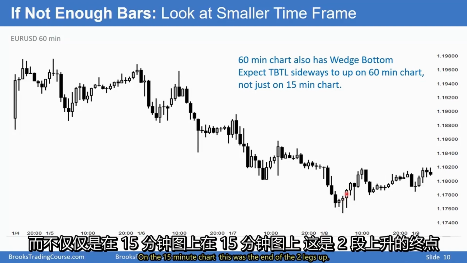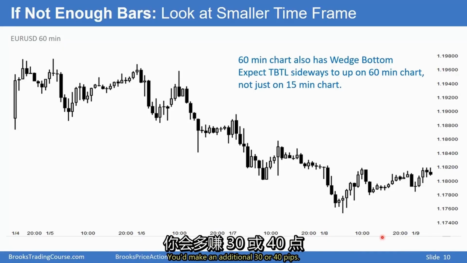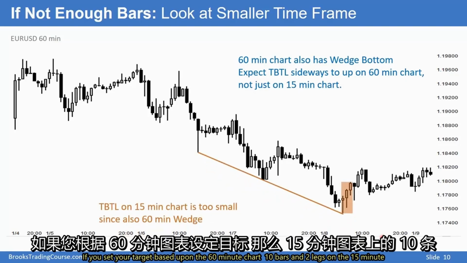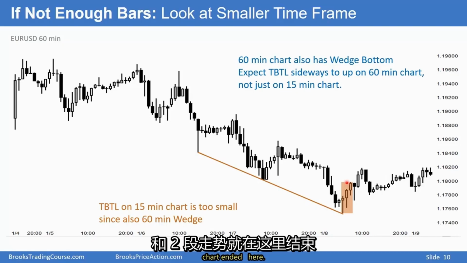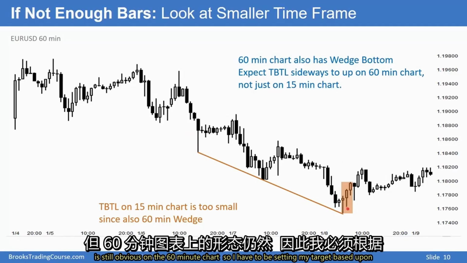On the 15-minute chart, this was the end of the 2 legs up. On the 60-minute chart, it went higher, and the second leg up is over here. You'd make an additional 30 or 40 pips if you set your target based upon the 60-minute chart. 10 bars and 2 legs on the 15-minute chart ended right here. It's only part of 1 leg up and only 3 bars up on the 60-minute chart. Yet the pattern is still obvious on the 60-minute chart.